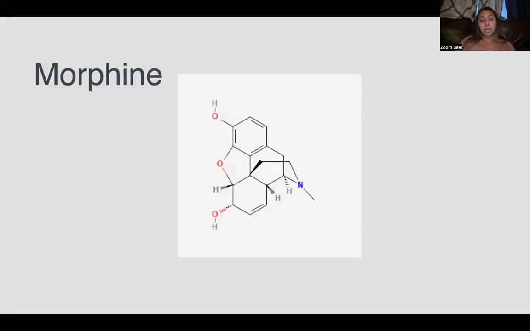And then the next drug medication would be morphine. Morphine is a pain medication, a controlled substance that may be given to you in a hospital after a surgery, or even individuals who just buy it off the streets. And I wanted to point out that the nitrogen is also bonded to the 3 R groups.